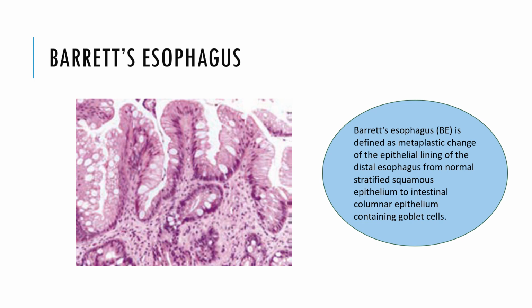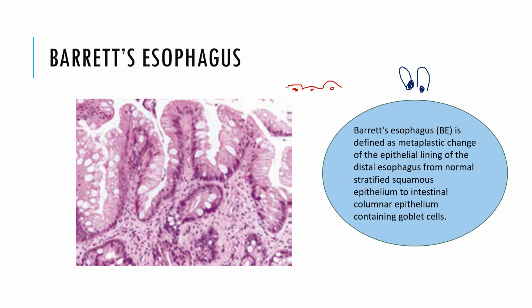Now coming to Barrett's, which is one of the complications of gastroesophageal reflux. So what happens is usually the esophagus has a squamous epithelium, a flat epithelium. But due to prolonged acid exposure, it becomes columnar epithelial cells. Okay, and also it is intestinal metaplasia. That's what it is called.